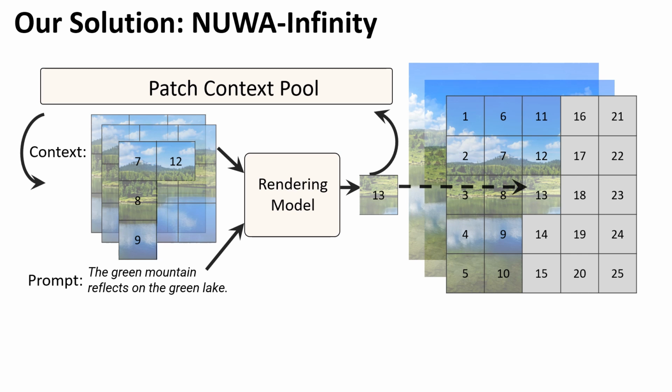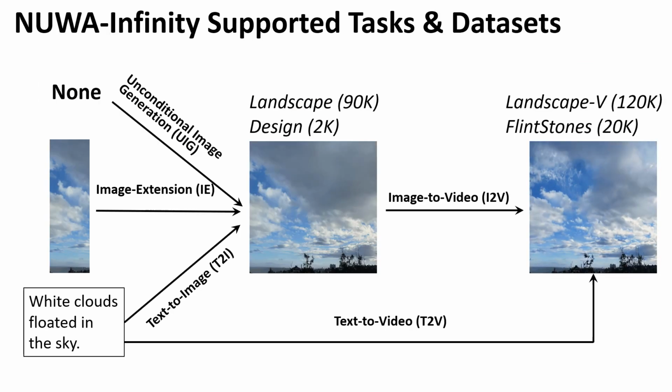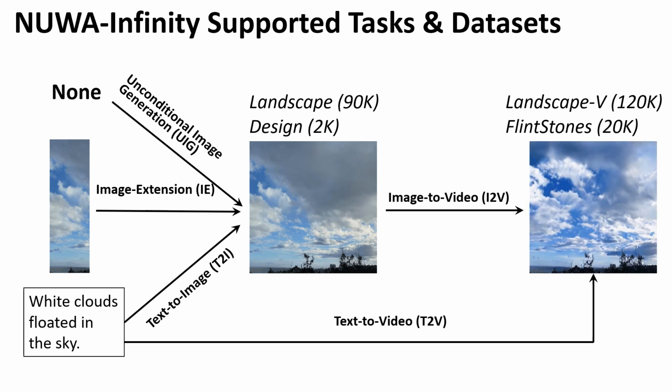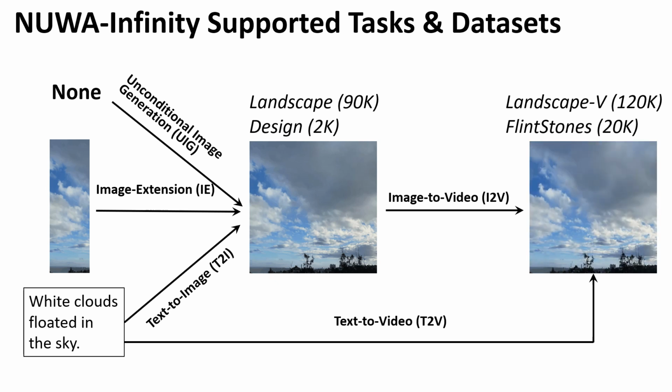Here is a more formal architecture of the NUWA-Infinity model. For example, if you want to generate the 13th patch, the surrounding patches, including the 7th, 8th, 9th, and 12th patches, and the preceding temporal patches, are pulled from the context pool. Then, with the guidance of an optional text prompt, the rendering model renders the 13th patch, and finally, the 13th patch is pushed into the context pool to help the generation of the next patches. Actually, there are plenty of details. For example, the input and output strategy and the context pool should consider the patch orders. NUWA-Infinity supports multiple downstream tasks, including unconditional image generation, image extension, text-to-image generation, and image-to-video generation.